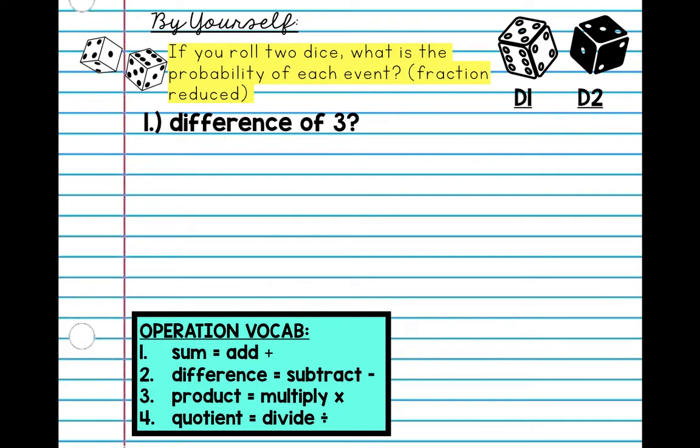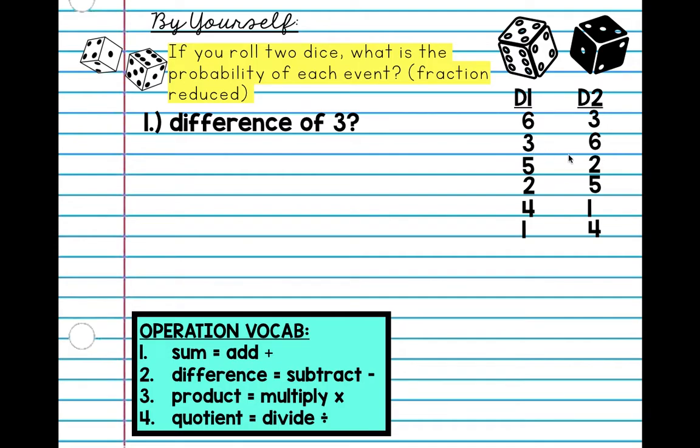Okay, so go ahead and look at dice 1 and dice 2. Because we're subtracting, I'm going to start with my biggest number on my dice, which is 6. So 6 minus 3. Okay, so that's 2 possibilities, 3 and 6. Okay, let's move down to 5. 5 minus 2. Okay, so that's 2 and 5. And then let's move down to 4. 4 minus what equals 3? 4 minus 1. That's 1 and 4.